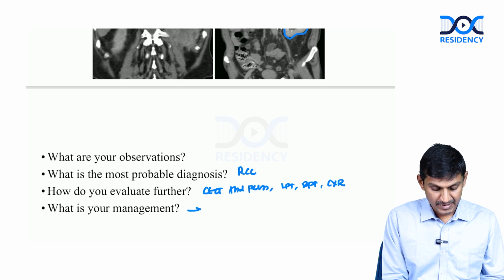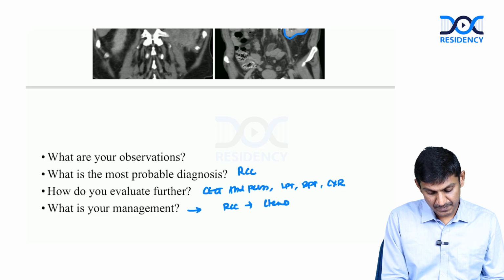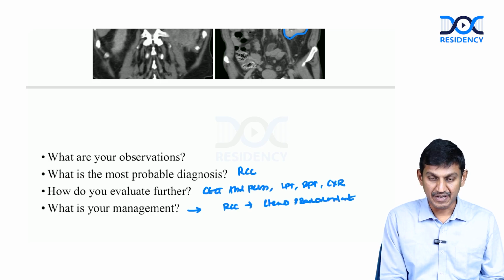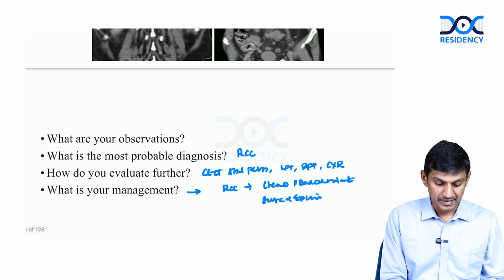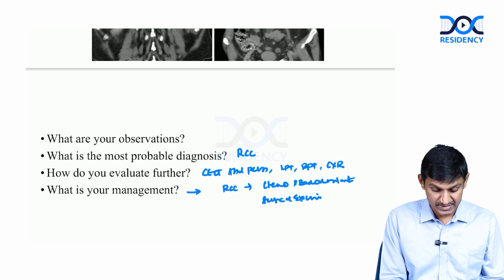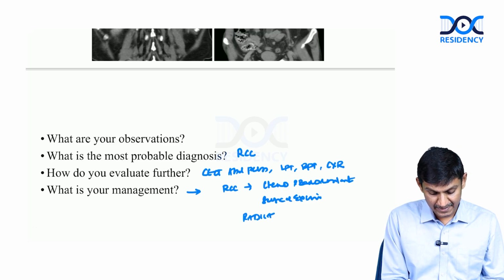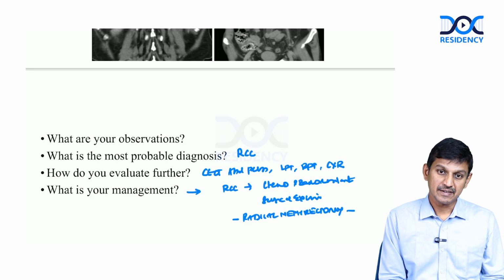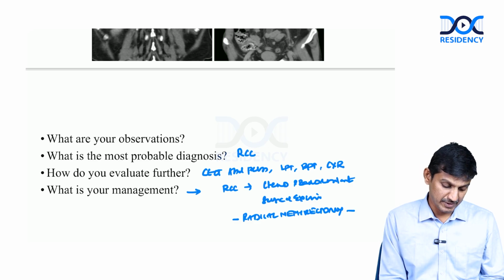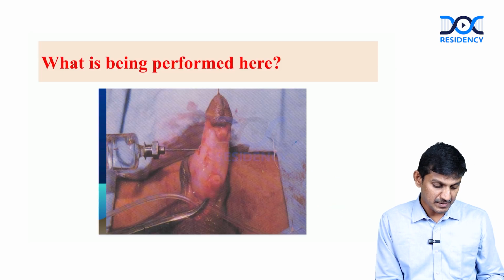And how do you manage? Management is simple. Remember, RCC is both chemo and radio resistant, so the treatment is invariably surgical excision. What is the preferred surgery? Especially if it's a localized or locally advanced disease, you have to go for a radical nephrectomy. That is the treatment of choice. If it is metastatic, then you have to go for palliative chemotherapy or palliative immunotherapy. What is the next? We'll come to this.